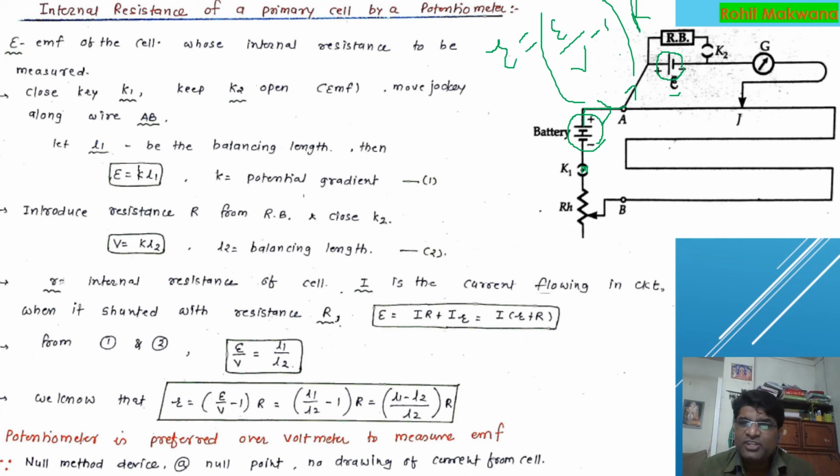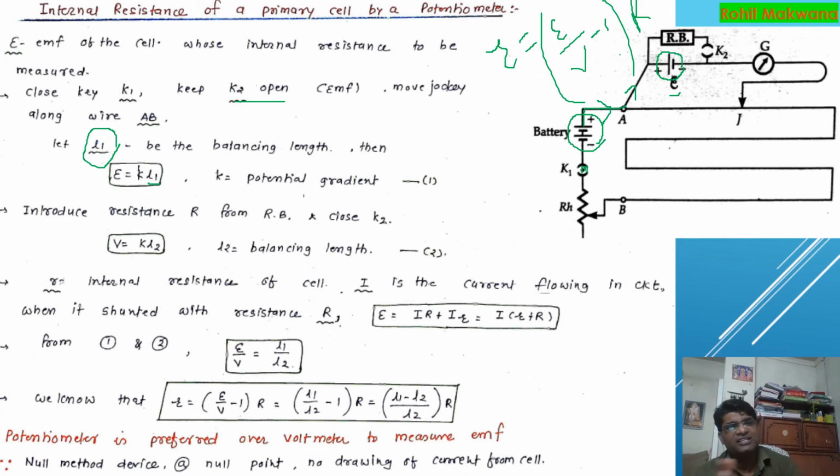So you move the jockey, get the balancing length, and let's say L1 is the balancing length for K2 open. So what you have measured here is the EMF. Remember, it's not the potential difference. Okay, then from the principle of the potentiometer, EMF is equal to KL1.